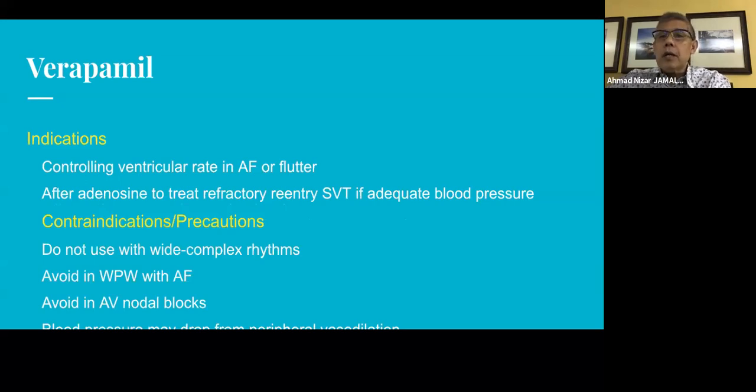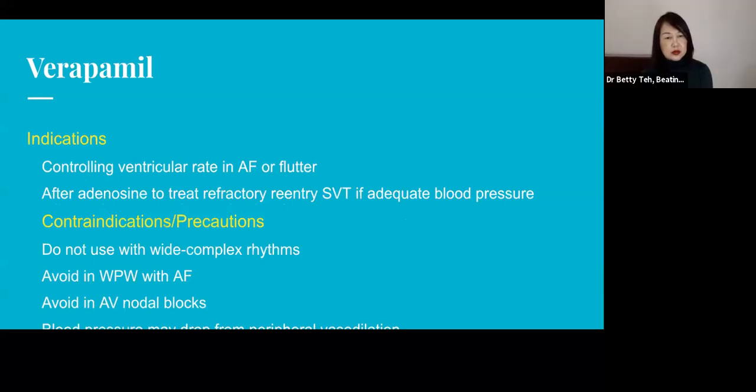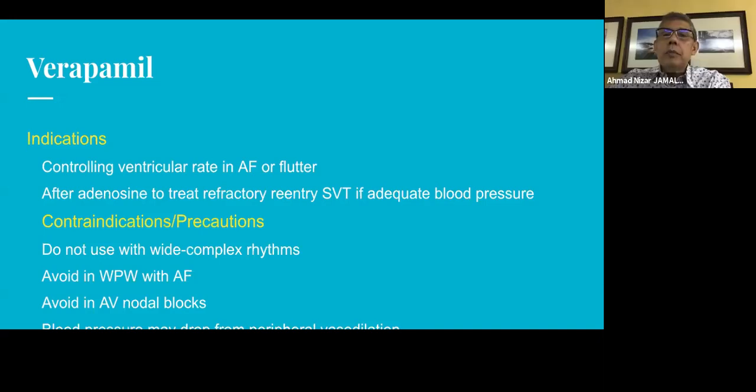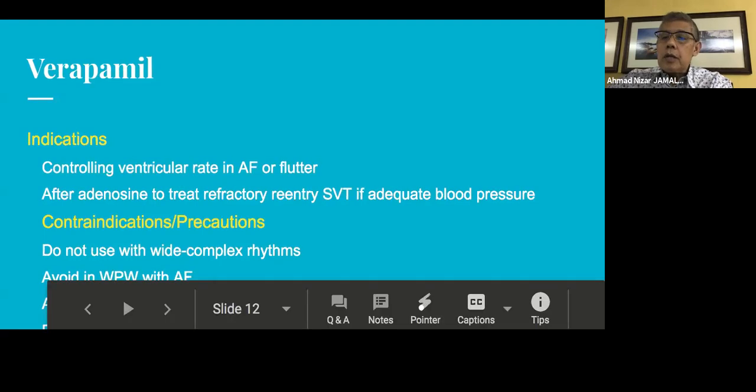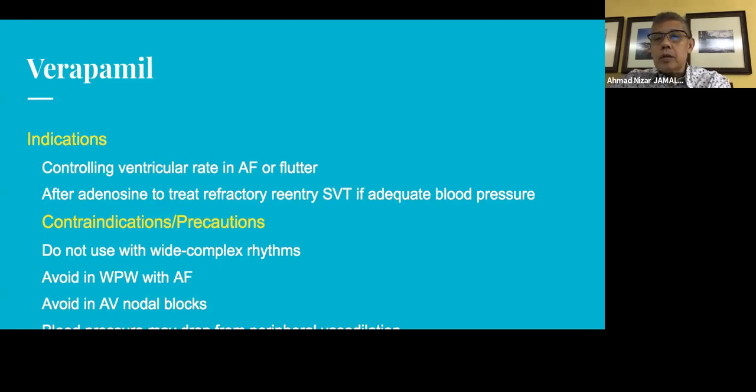Verapamil is a non-dihydropyridine calcium channel blocker. So it can control ventricular rate in AF or flutter. That's the other indication. But if SVT is not terminated by adenosine, you can try verapamil if there is adequate blood pressure. Because verapamil lowers blood pressure, you need to be wary if the blood pressure is lowish. In that situation, you may want to consider cardioversion.